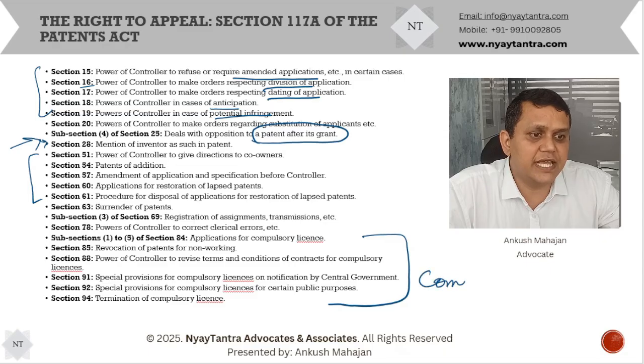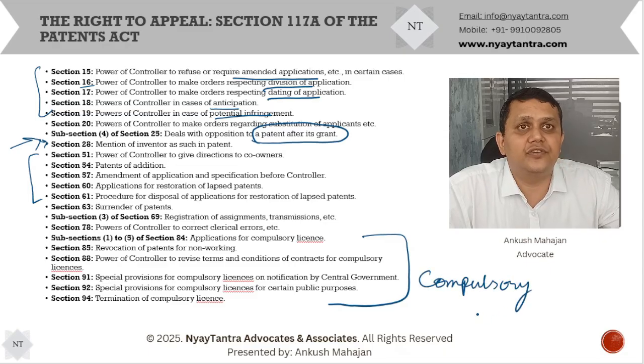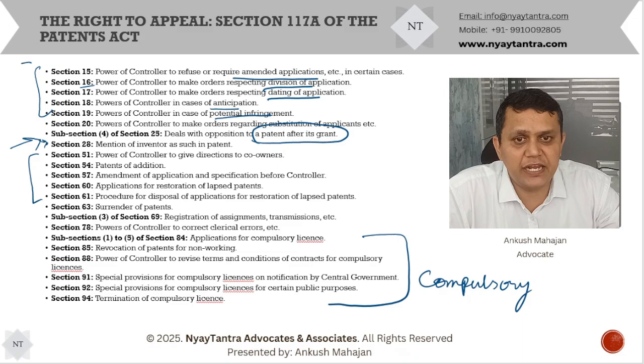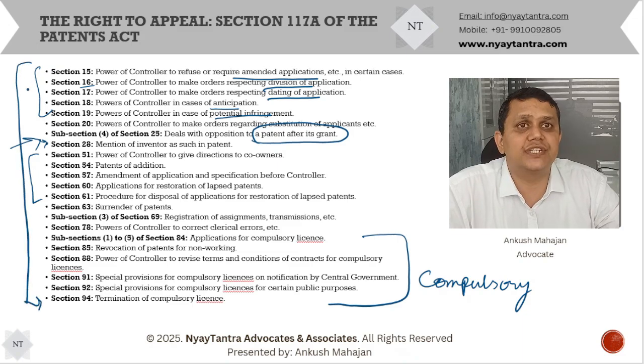So this is the area also where you have the options to file an appeal against the order or the decision of the learned controller. So overall this list gives you enough idea of the various circumstances or scenarios under which you can file an appeal against the final order or the decision of the learned controller.